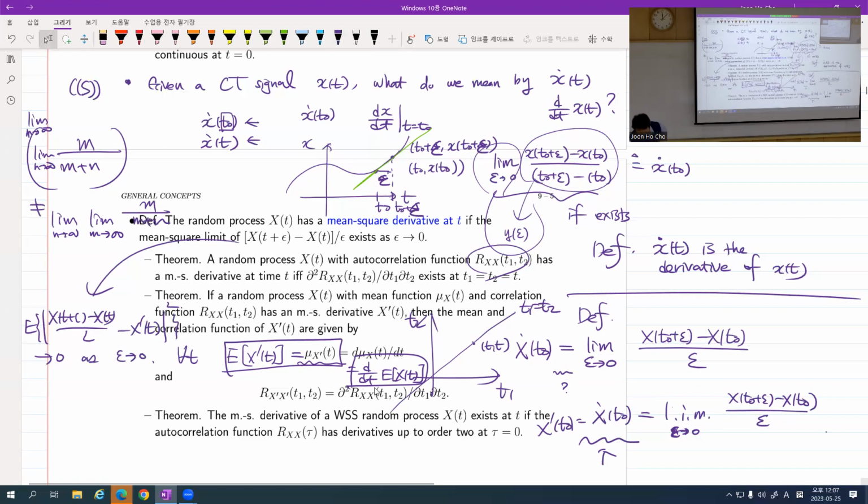And also, see this. What is this one? The autocorrelation of the derivative process, the mean square derivative process, can be obtained by differentiating the original random process's autocorrelation function. This is very, very interesting, right? And we can also have a corollary to this theorem by putting one more condition of wide-sense stationarity. In that case, we have that single variable autocorrelation function that has better properties.